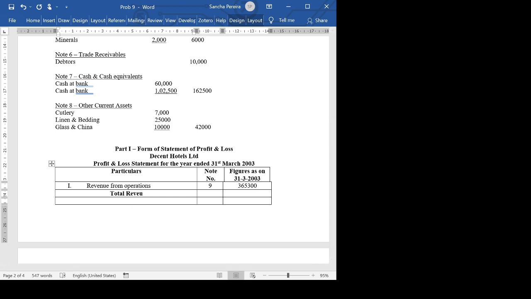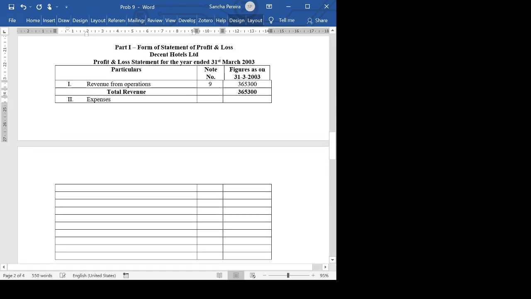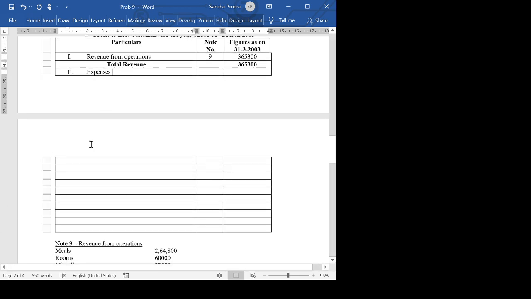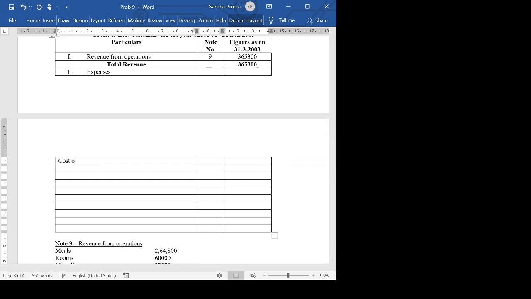Here the total revenue would normally be 1 plus 2, but we don't have anything under other income, so it's going to be 365,300. Then we come to expenses. Under expenses, the first thing that we have is cost of materials consumed. Then we have purchases. We do have purchases here. Changes in inventories, I told you, won't be applicable in most of the problems for us.